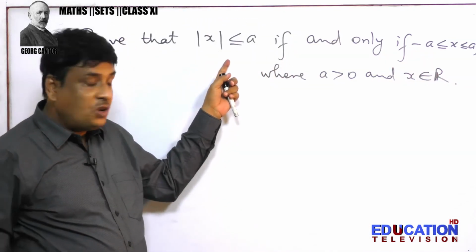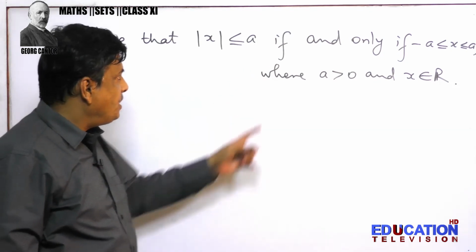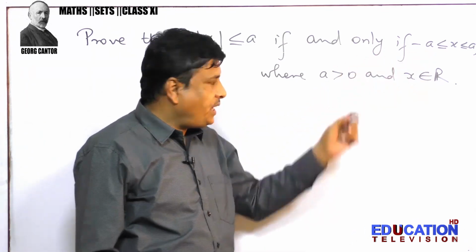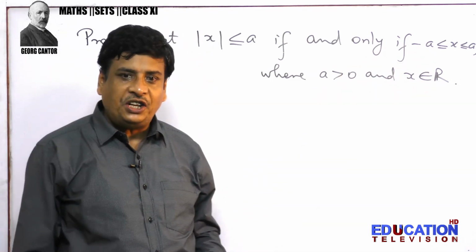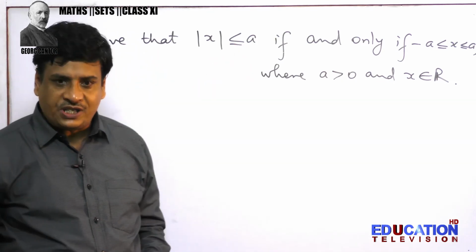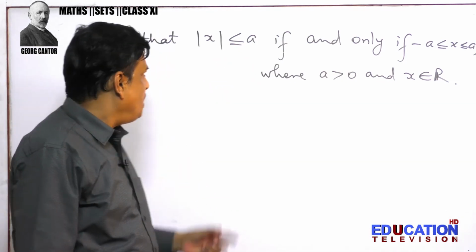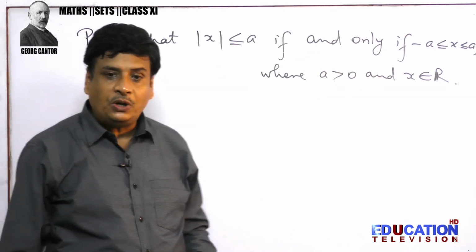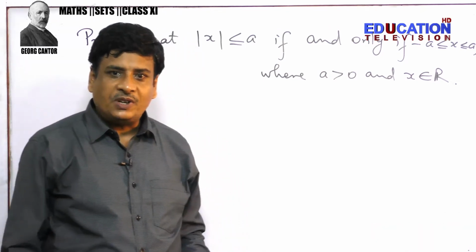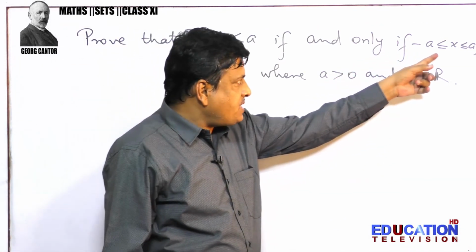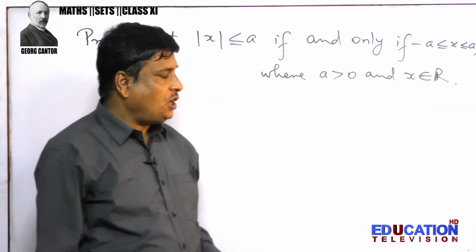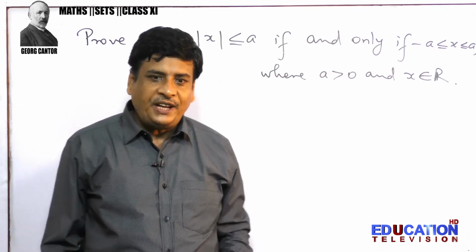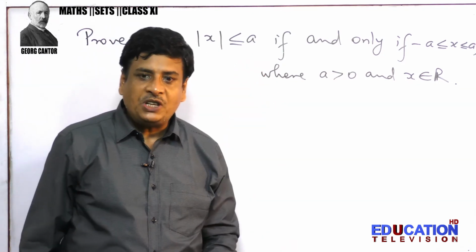If this is the question, prove that modulus x is less or equal to a if and only if x is greater or equal to minus a, less or equal to plus a, where a is greater than 0 and x is any real number. It is the combined form of two questions that we have already proved. If modulus x is less or equal to a, then minus a is less or equal to x less or equal to a, one question, write its proof. If minus a is less or equal to x less or equal to a, then modulus x is less or equal to a, another question. When you write the proof of both, then the proof of this question will be completed.